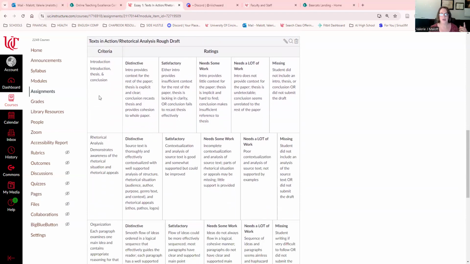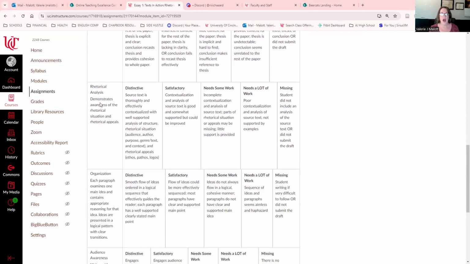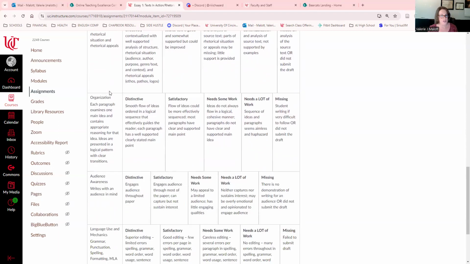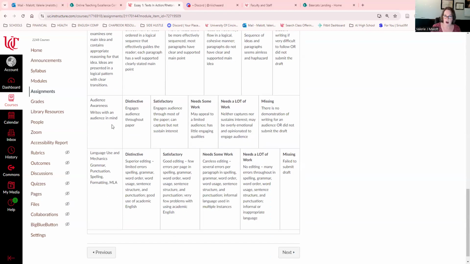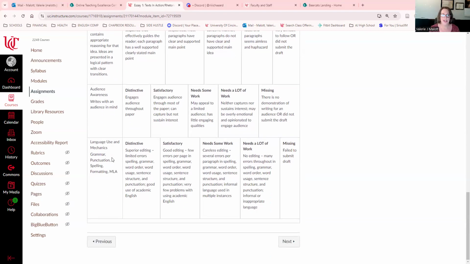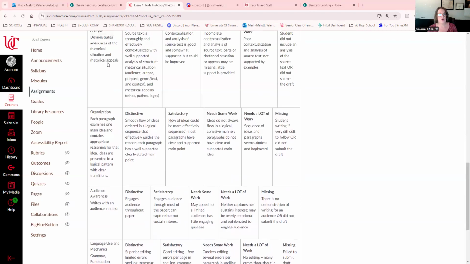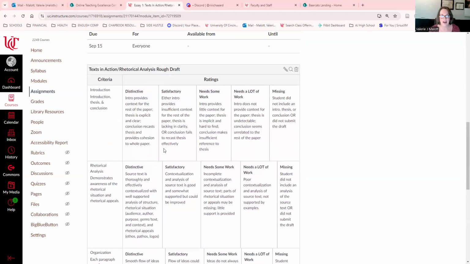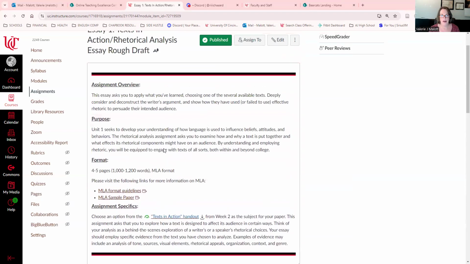So I'm looking at things like your introduction, your thesis, your conclusion. Of course, you have to do a rhetorical analysis. So I'm looking to see if you understand what the rhetorical situation is, what rhetorical appeals are. Of course, I'm also looking at organization, making sure that each paragraph examines one idea and it contains appropriate reasoning, audience awareness, and of course, the nitty-gritty language use and mechanics. So things like grammar, punctuation, spelling, formatting, MLA, and so on, right? So those are the 1, 2, 3, 4, 5 criteria that I will be basing my feedback on.